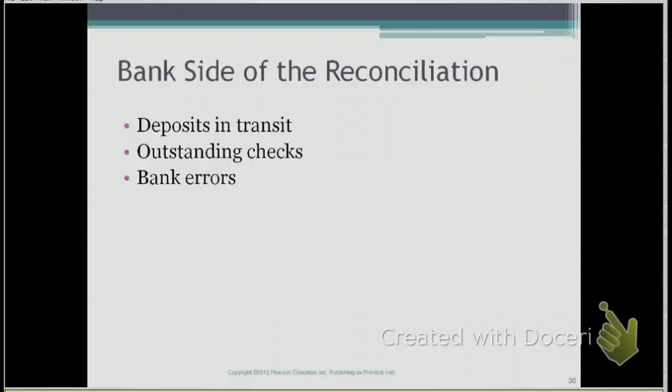These are the things that you would normally find on the bank side of the reconciliation. We would have deposits in transit, which you know are deposits that the company has made that have not hit the bank yet. And if there were any bank errors, you would also adjust the bank side of the reconciliation. The bank errors are the only item that would not fit into the rule of put it where it's not. If it's a bank error, then you would put it on the bank side of the reconciliation. So this is an exception to that rule.